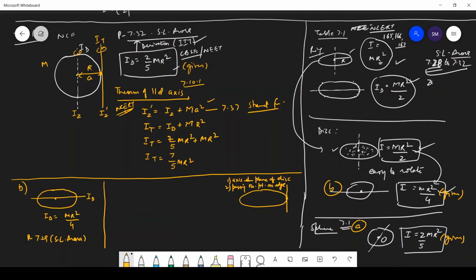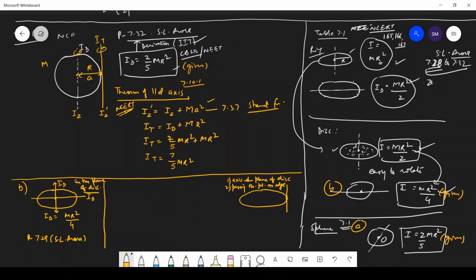So students, along any diameter, that's the same. This diameter can be here, and even this diameter can be here also. That's also a diameter. So these diameters are in the plane. Don't get it confused, okay? These diameters are in the plane of the disk. Is this clear?